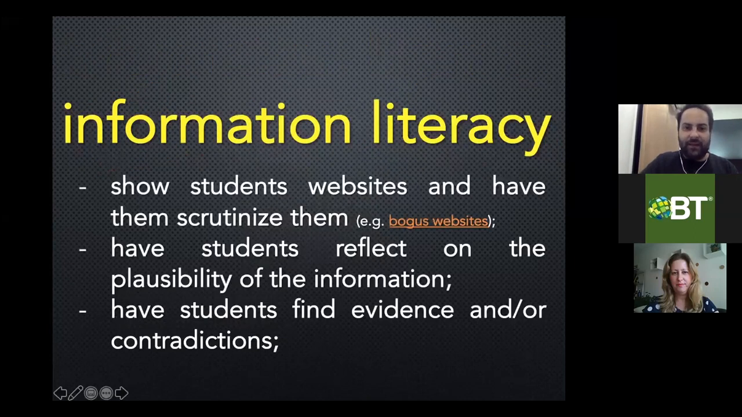So here we can, as I told you, have students scrutinize websites. We can have them reflect on the plausibility of the information. They look for evidence and/or contradictions for something they see. So if you see this, you need to go to the internet and find evidence to support this information, or you need to go to the internet and find evidence to contradict this information.